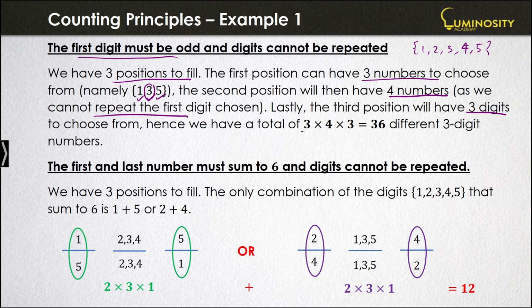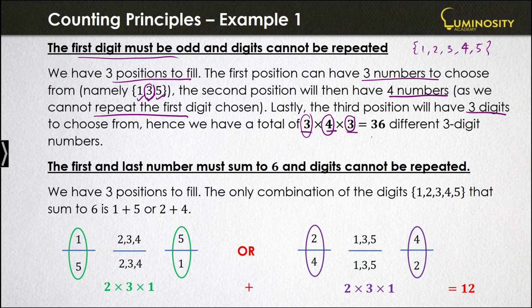So how many ways are there? By the fundamental counting principle, there are 3 objects to choose for the first position, 1, 3, or 5. Then there are 4 objects to choose from for the second position, so the remaining 2 numbers from the first set, 1, 3, 5, and then the other 2 numbers. And once you've chosen that number, there are only 3 numbers left. So there are 3 times 4 times 3, which is 36 different 3-digit numbers.